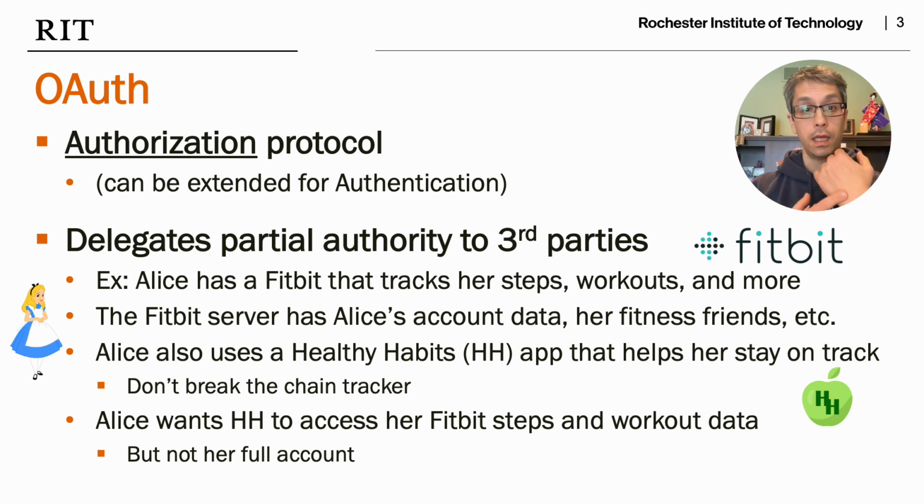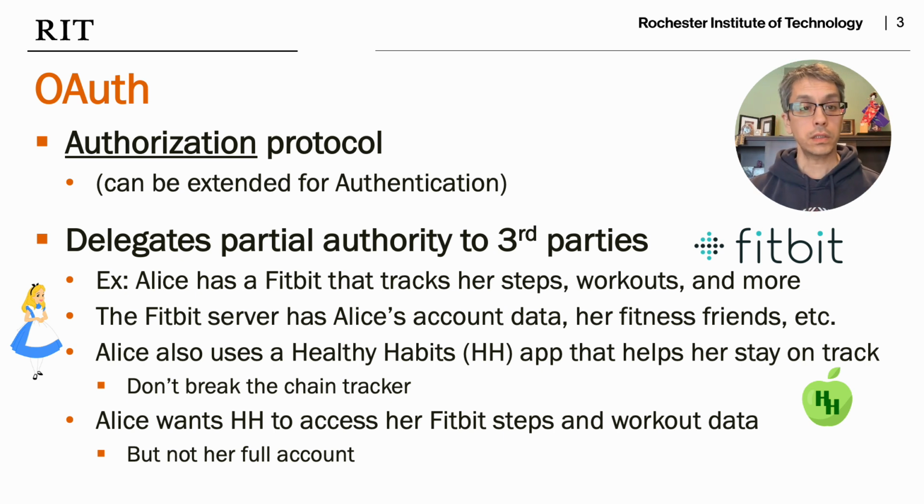So an example of what we mean by authorization here is that suppose that Alice has a Fitbit and it tracks her steps, her workouts, and more. The app server has Alice's account data. So it has her information like her email address, maybe her home address, maybe her credit card number, maybe some other things like that. Of course, it has her password. It also has, of course, her fitness data. And then maybe it has some other data, like maybe there's some kind of social connection thing where you have fitness friends and different people who have Fitbits and you're comparing against their performance and so on.